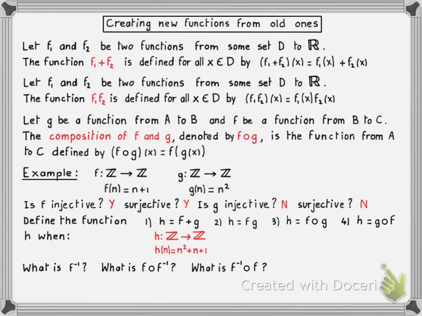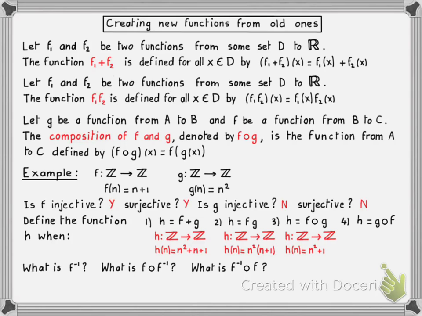f of n plus g of n is obviously the same as g of n plus f of n. In the second example, we need to compute the product of f of n and g of n. So h of n is equal to n squared times n plus 1. In the third case, we must compute g of n first, and then apply f to the result. So g of n is n squared, add 1 to that, so h of n is n squared plus 1.